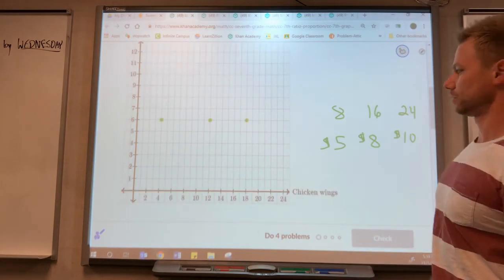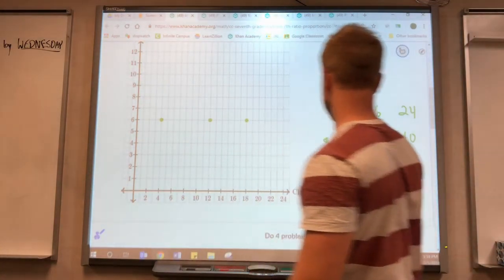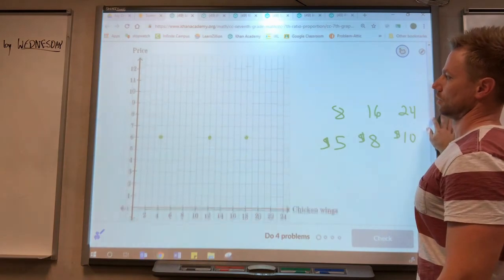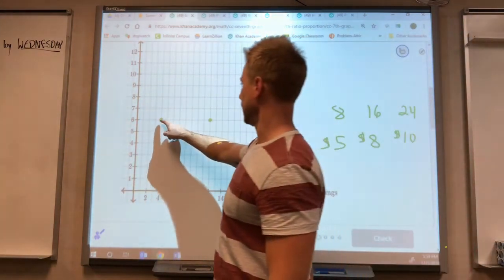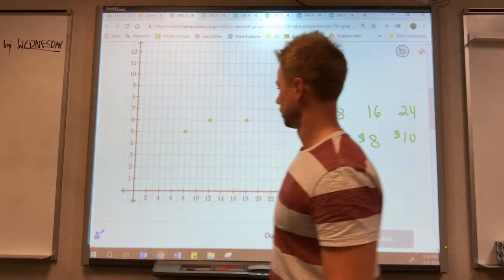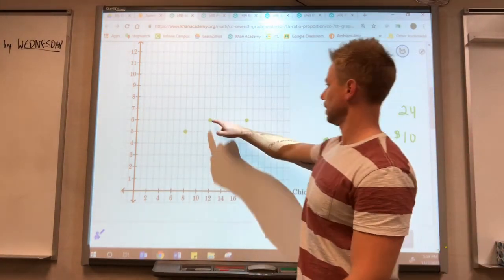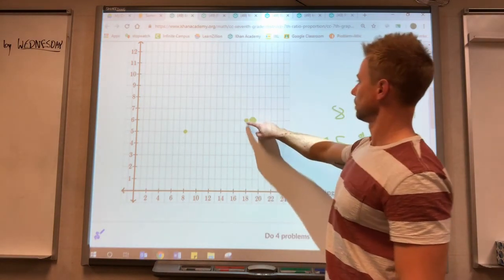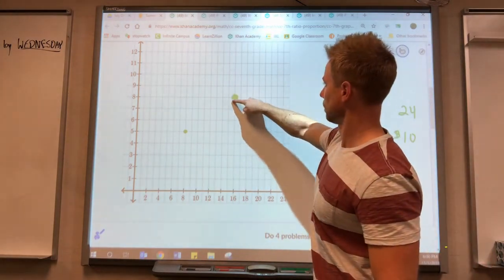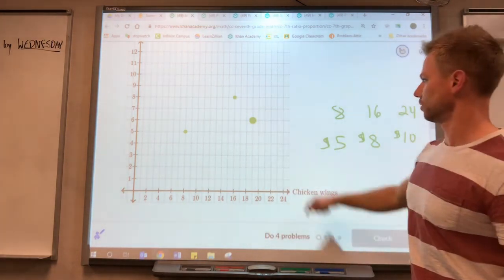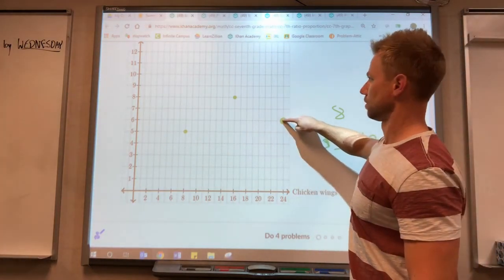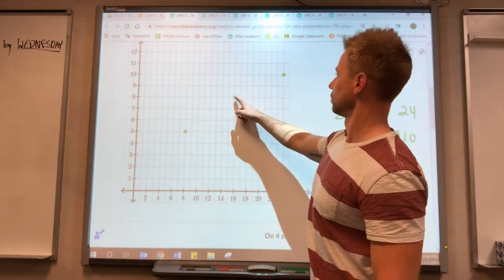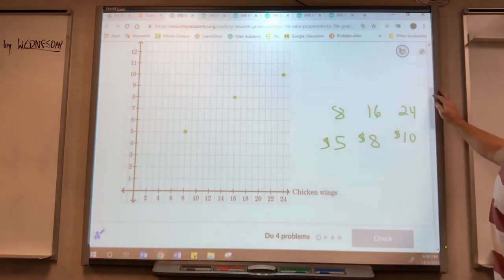So let's graph these points. We have chicken wings on the bottom, price on the side. So we need to move the dot to (8, 5). That's where the first one goes, and we need (16, 8). (16, 8), okay. And then we need (24, 10). Okay. Good, looks like they're in the right spot.